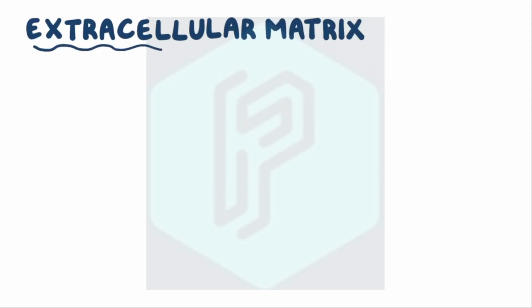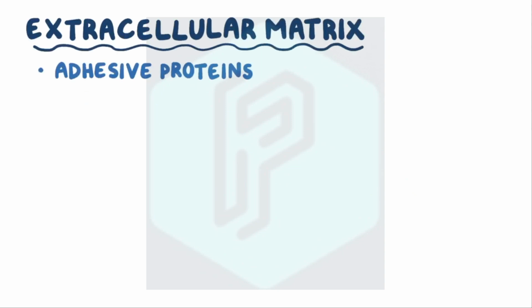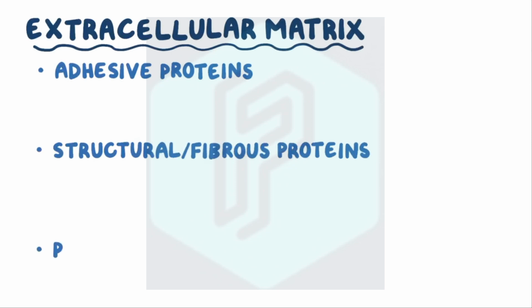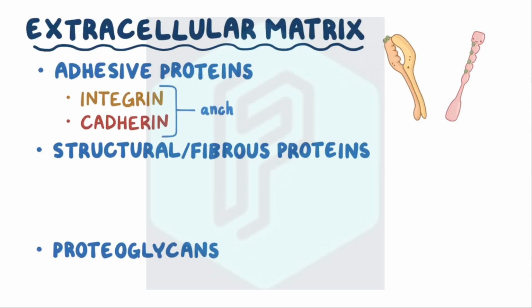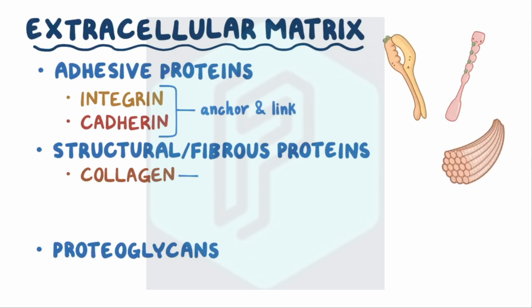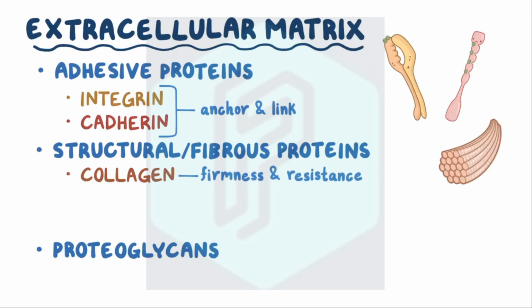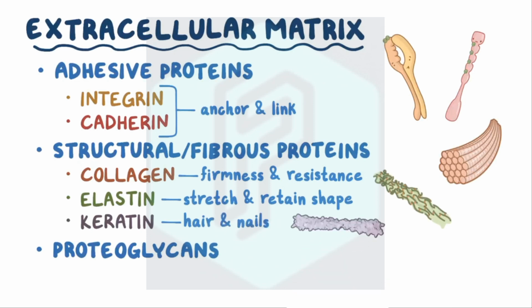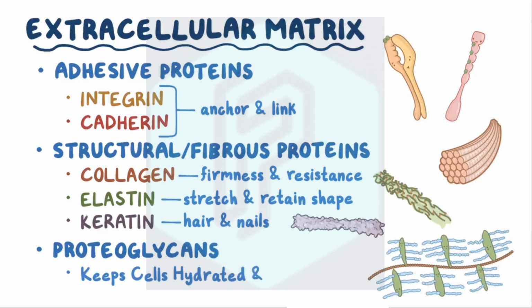Alright, as a quick recap. The extracellular matrix is largely composed of adhesive proteins, structural or fibrous proteins, and proteoglycans. Adhesive proteins like integrins and cadherins help anchor the cell in place and link it to other cells. Collagen is the main structural protein in our body, and it gives tissues their firmness and resistance to pressure. Other structural proteins include elastin, that allows tissues to stretch, and keratin, which forms the hair and nails. Finally, there are proteoglycans, which keep cells hydrated and cushioned.